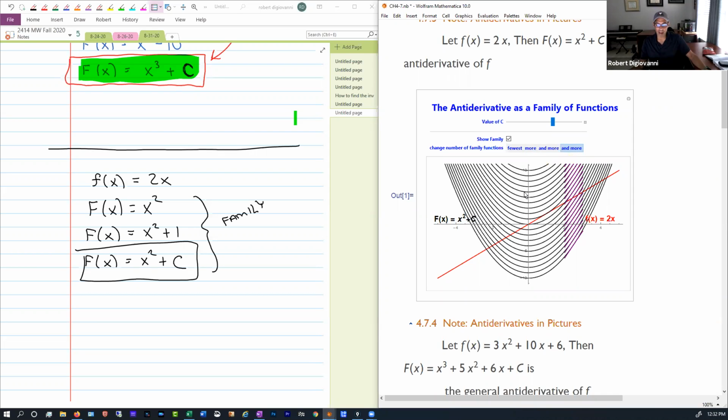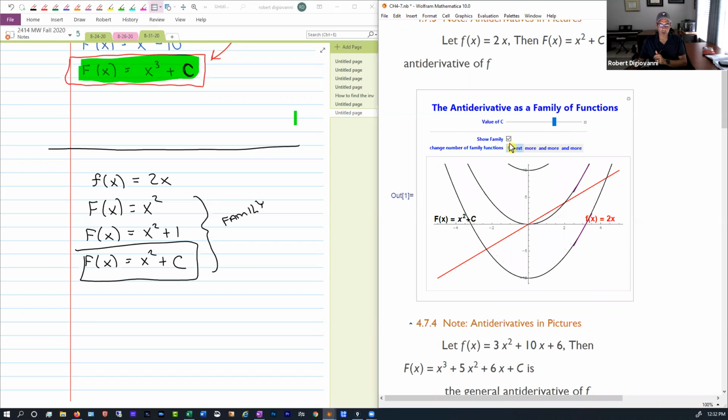So all of these black curves here come from the family of antiderivatives. And what they all have in common is that if you look at the slope of the tangent line at any point, they're identical. See those short little tangents I've got there? Notice they're parallel all the time, no matter which function you're on. So that's why the derivative of any function from that family is always 2x, because the slopes of the tangent lines are always the same.